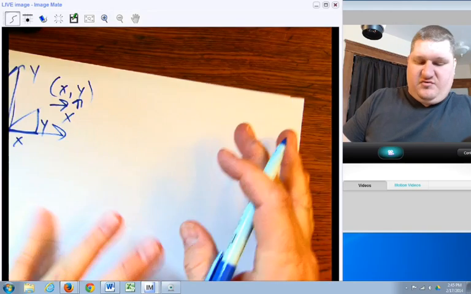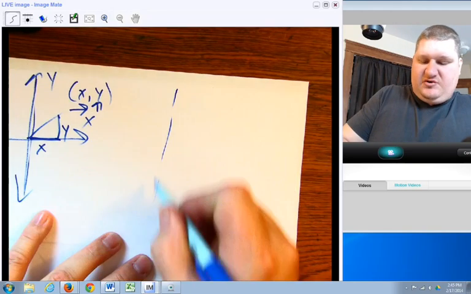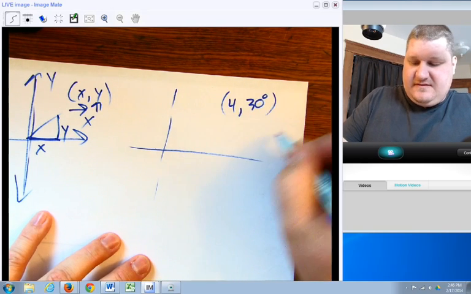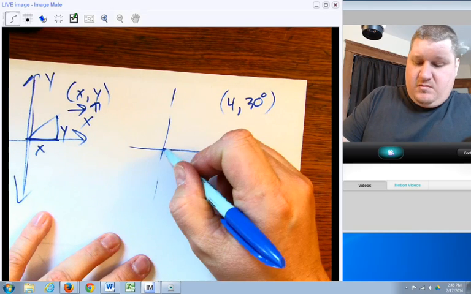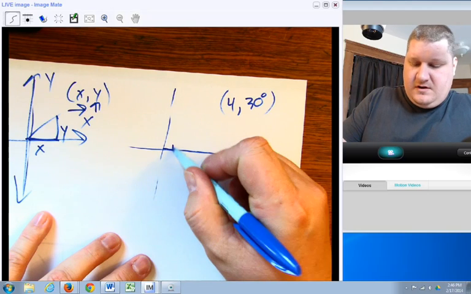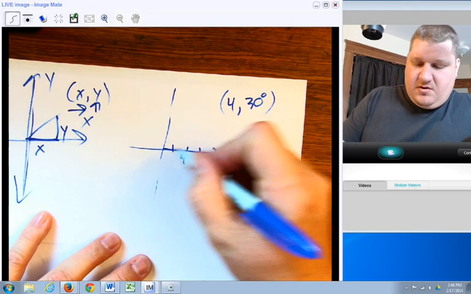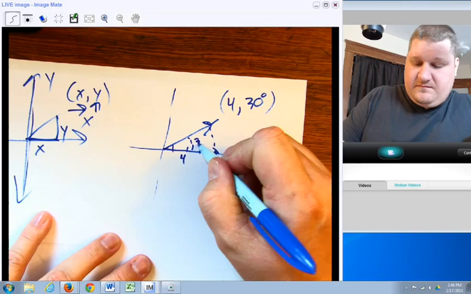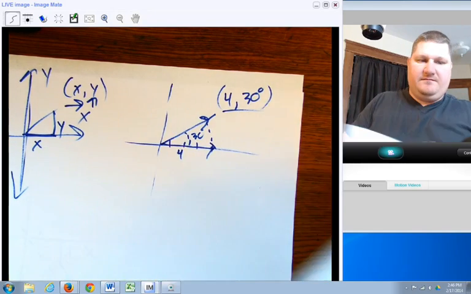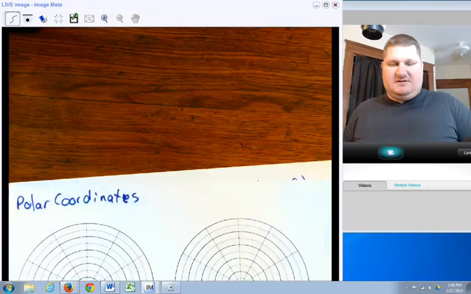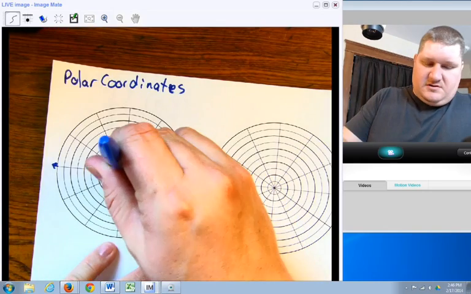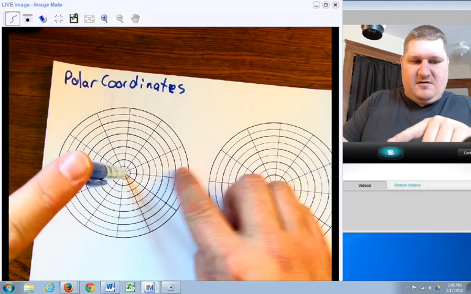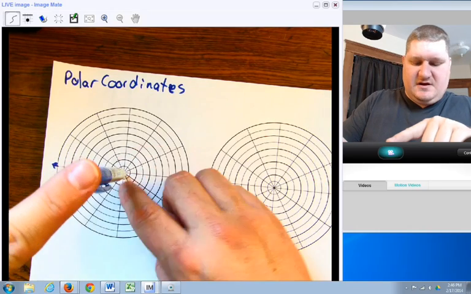Now, in vectors, we did get a little bit into superimposing 4 comma 30 degrees, something like this on an XY plane. So we said, well, we're going to go out 4 units, 1, 2, 3, 4 units, and then we're going to rotate that vector up 30 degrees. What in essence you're really doing is polar coordinates. And they're named polar coordinates because they all center around one pole, right there. And from that one pole, everything radiates out in each of its various directions.